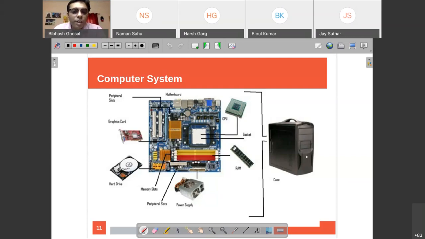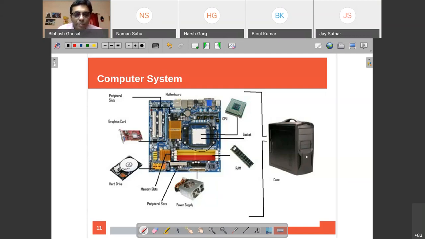This is the portion where you place your CPU. Okay, so this is called the CPU socket. And you see, this is the CPU, right? The processor. So this is the computing unit that sits here, and in this board there's a particular socket where you can put your CPU.